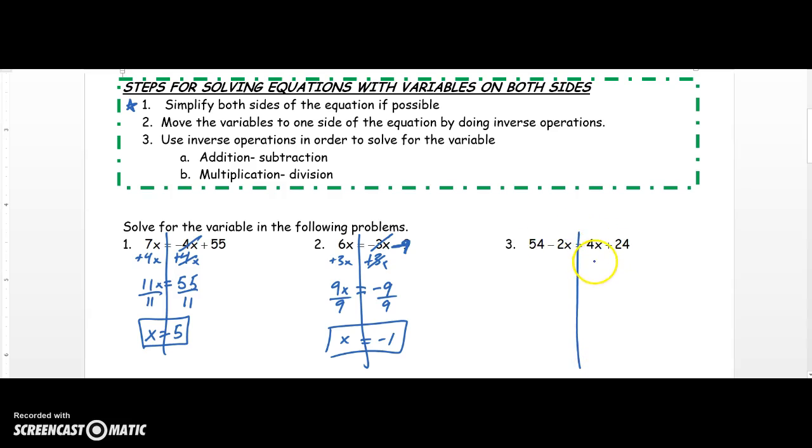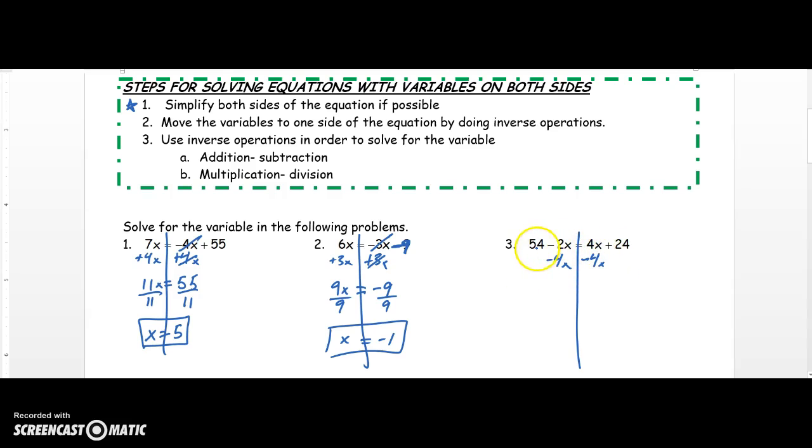Are there like terms on either side? Side 1, 54 minus 2x. There are no like terms there. Okay, 4x and 24 on the other side. There are no like terms over there. This is different though. We have x's on both sides and we have constants on both sides. What I suggest you do is stay consistent. So move the x over to this side, over to the left. So let's move our 4x. Positive 4x we have to get rid of and switch to the other side. Positive 4, the opposite is negative 4x.